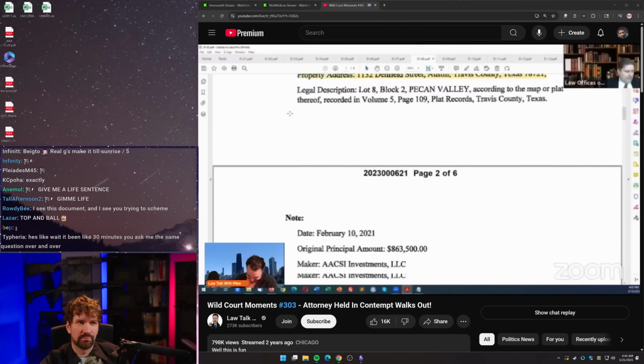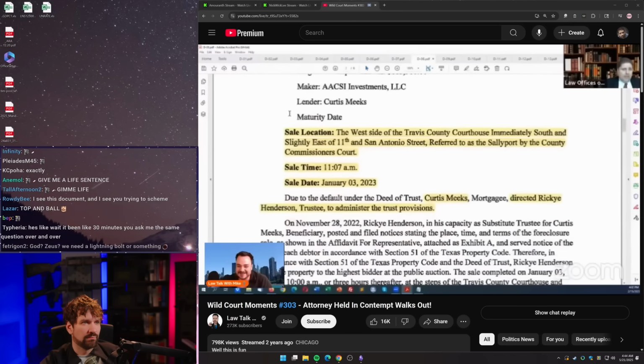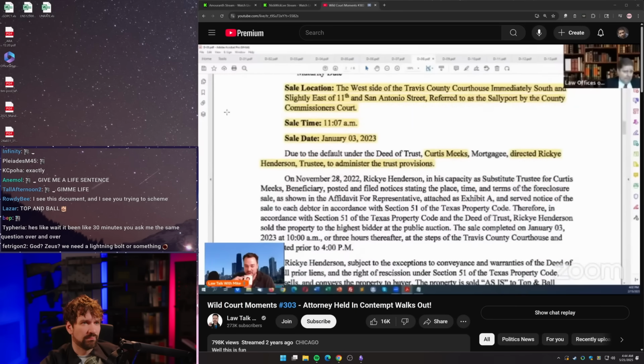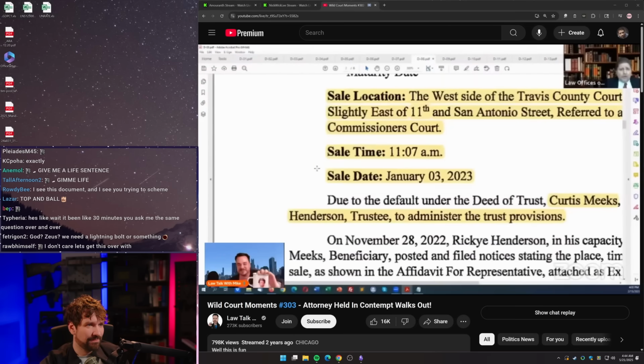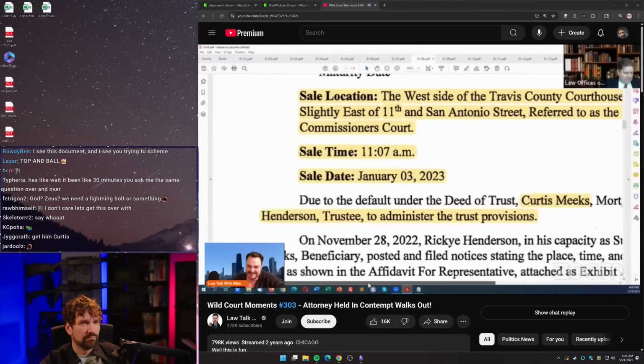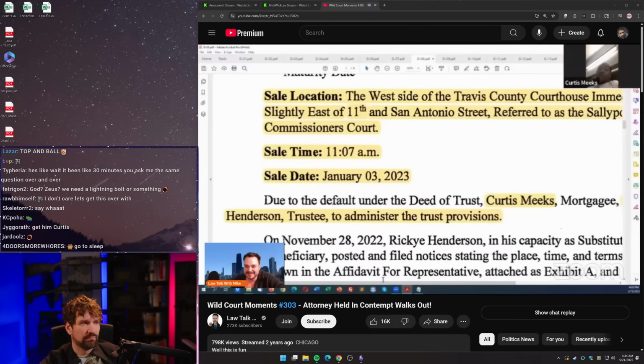Let's move to page 2 of Exhibit D8. Do you see the time of the sale as 11:07 a.m.? Is that correct? It says that the sale time is 11:07 a.m. and the sale date is January 3rd, 2023. Is that correct? That's what it says on this paper right there.